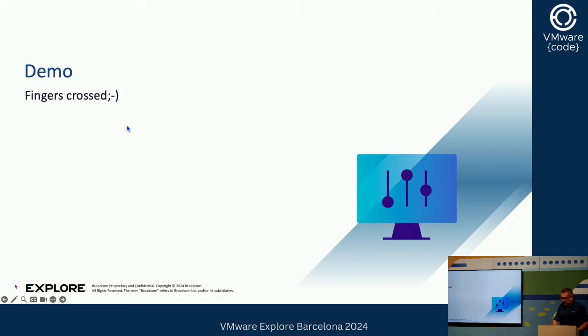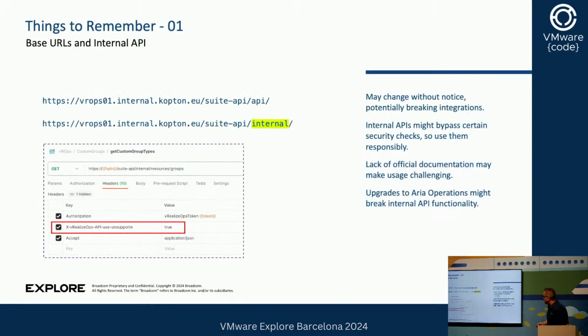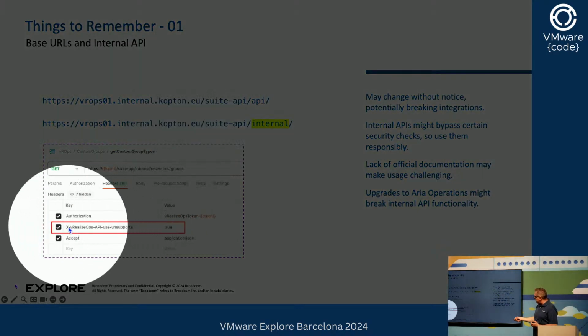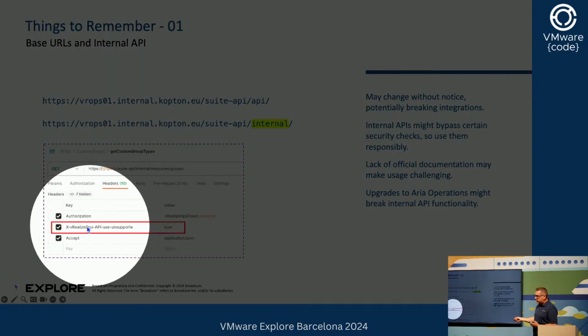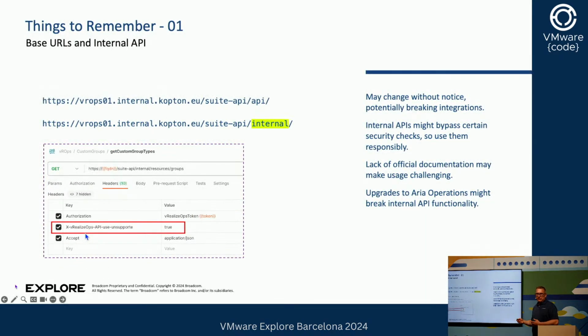I will switch back to the presentation when I find it here. There are a few things I'll just show you on the slide. Important thing when you use the internal API, and there are calls which are only available in the internal API, and usually if you start creating more complex workflows, you will end up in the internal API, for sure. So one thing you need to know is you need to set this header. With this header, you are just acknowledging that you know what you're doing.